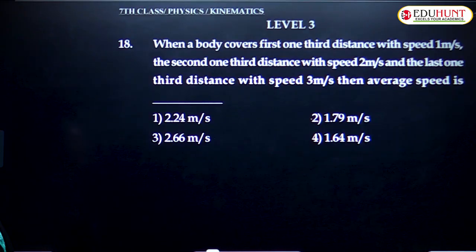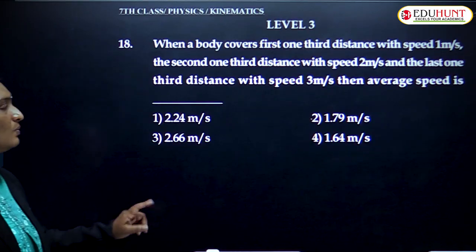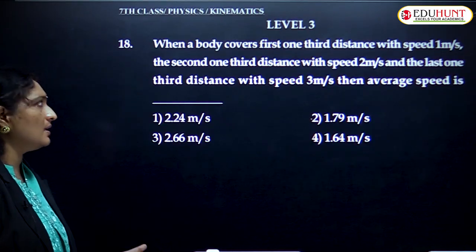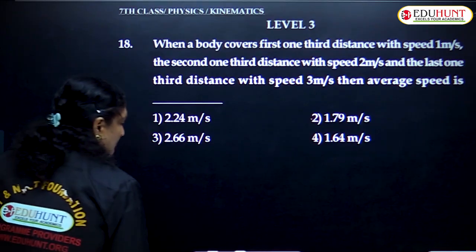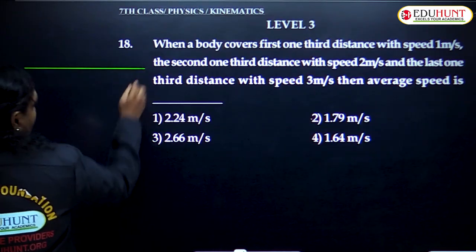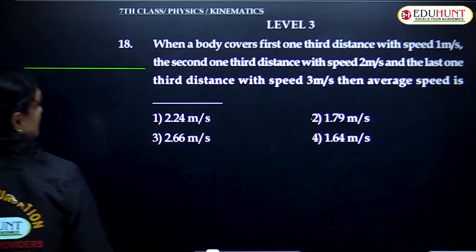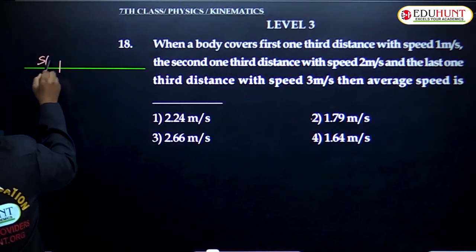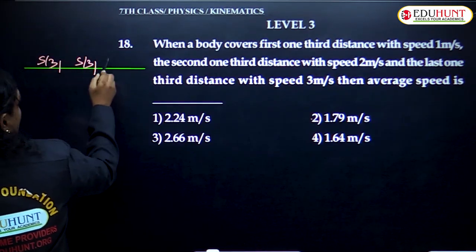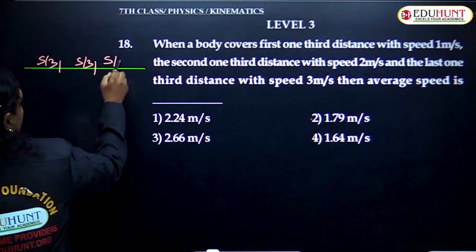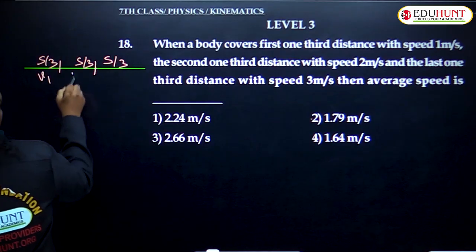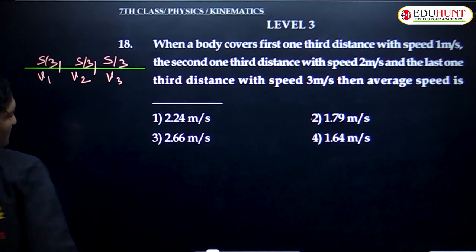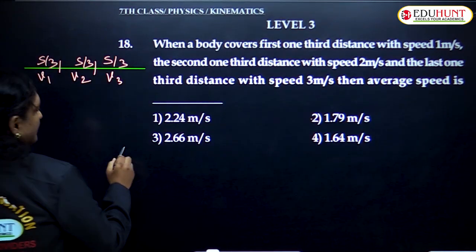Question number 18. When a body covers the first 1/3 of the distance with speed 1 meter per second, the second 1/3 distance with speed 2 meter per second, and the last 1/3 distance with speed 3 meter per second, you are asked to find the average speed. So same as the previous problem. What are the three conditions they have given you? First S by 3, next S by 3, and the last S by 3. So what speeds have they given here? V1, V2 as well as V3.